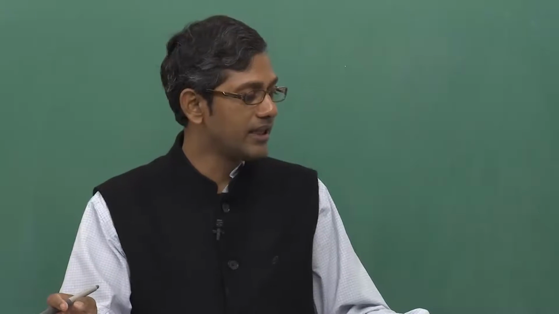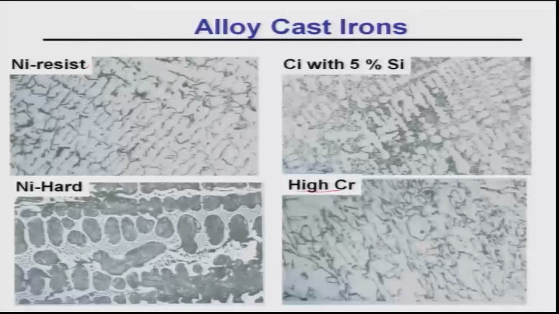Why? Martensite can be formed in air cooling because the nose of the TTT cup shifts to the right side. So, these are the things. Now, depending on nickel addition, you can have either nickel resist or nickel hard, the two types of cast iron as you see here. What is nickel hard iron? Let us first discuss nickel resist, that is better.